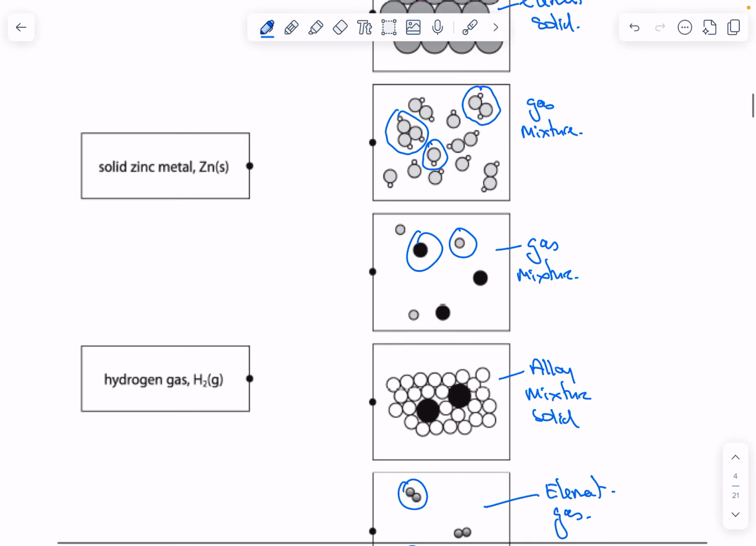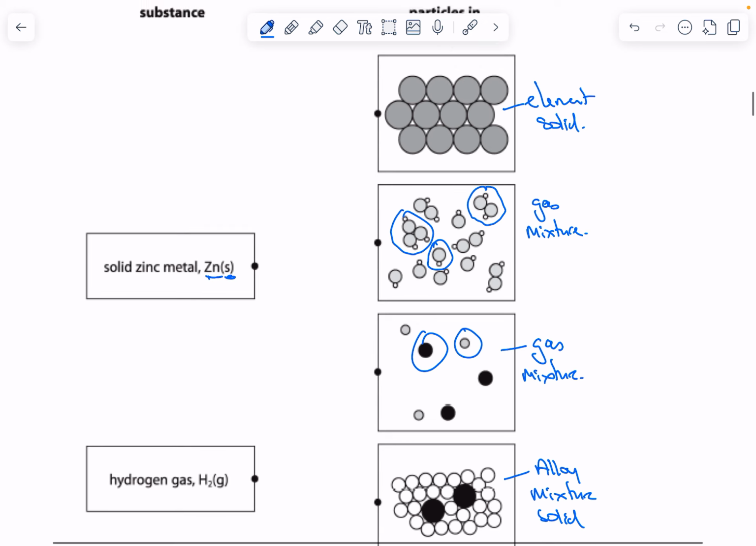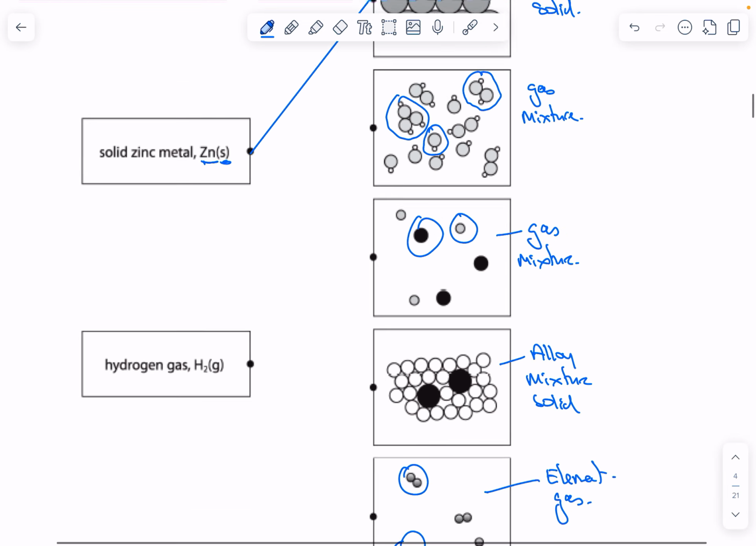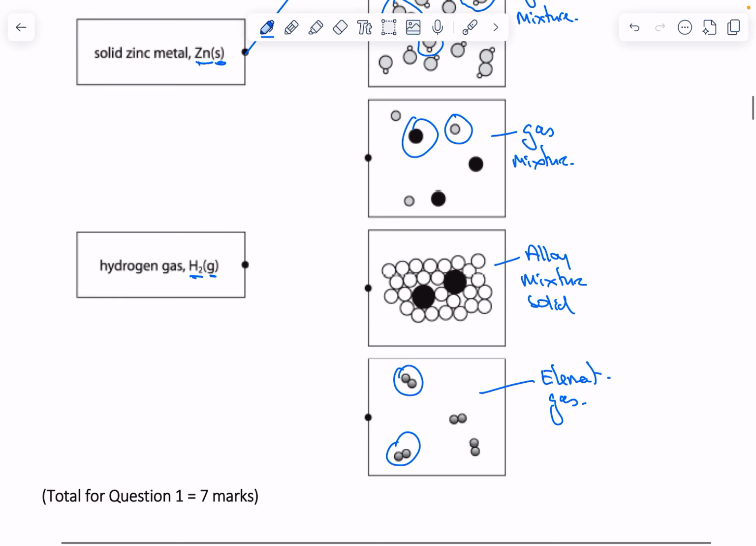So if we go back to the question now, the first one says which is zinc. Well, zinc is an element, and it's a solid because it tells us a solid. So the only one in there that matches that is this one here. And then hydrogen. Hydrogen is also an element, and it's a gas. The only one that matches that is this one here.